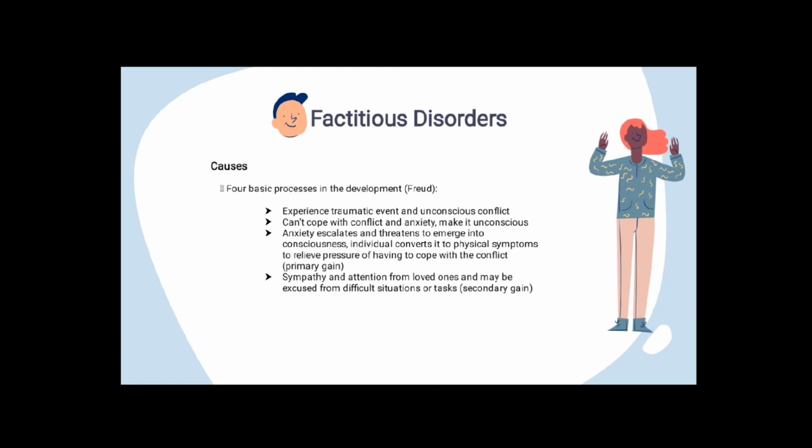These are the four basic processes in the development, by Freud. Experience a traumatic event and unconscious conflict; cope with the conflict and anxiety by making it unconscious. Anxiety escalates and threatens to emerge into consciousness, so the person converts it to physical symptoms to relieve the pressure of having to cope with the conflict, gain sympathy and attention from loved ones, and may be excused from difficult situations or tasks.